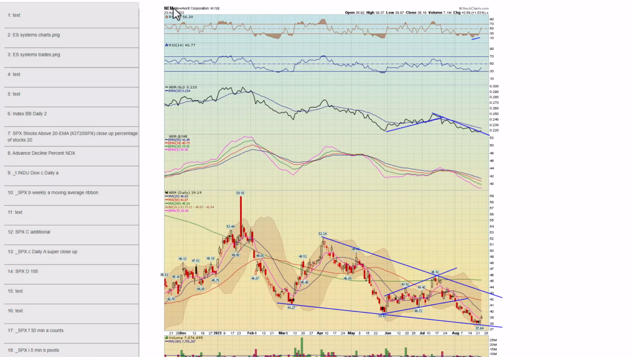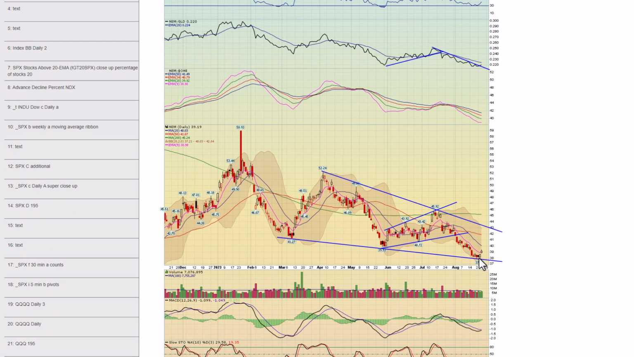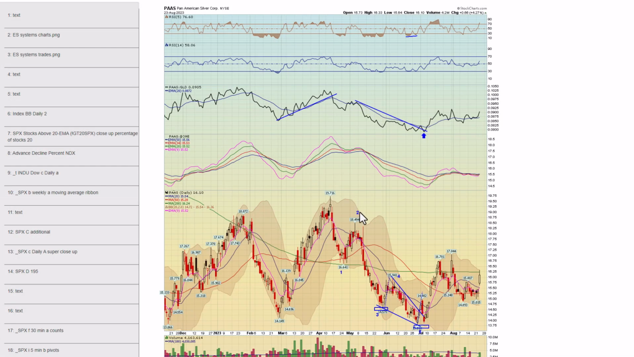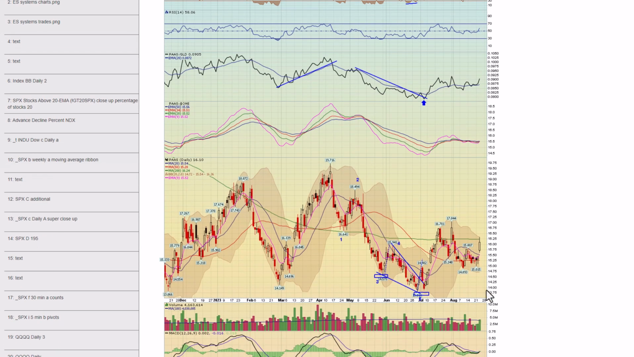Jabber 71, Newmont. I showed this in Monday's newsletter at the bottom of this trend line, and it bounced off here nicely. Again, not up as much as the other stocks in the index, but it did rally off the support. Jabber 72, Pan American, it's a silver stock. Nice rally. Because we had a bullish break in symmetry here, I was looking for a higher low, and we got that. Good volume coming into it today.